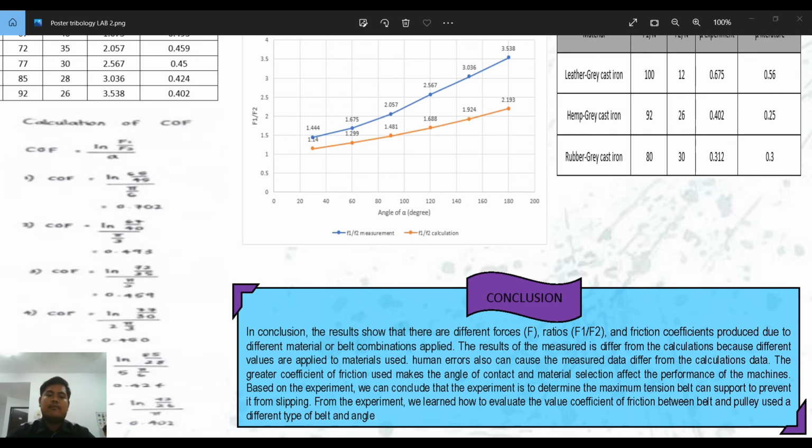Based on the experiment, we can conclude that the experiment determines the maximum tension a belt can support to prevent it from slipping. From the experiment, we learn how to evaluate the value of the coefficient of friction between belt and pulley using different types of belt and angle.